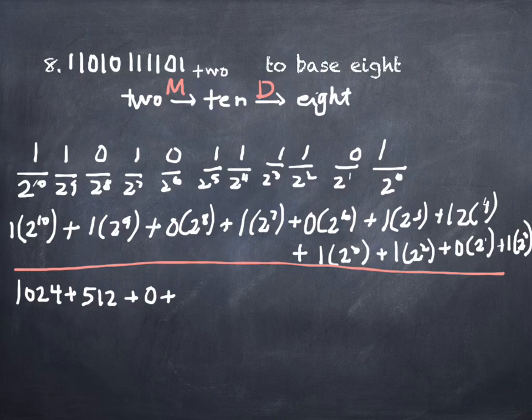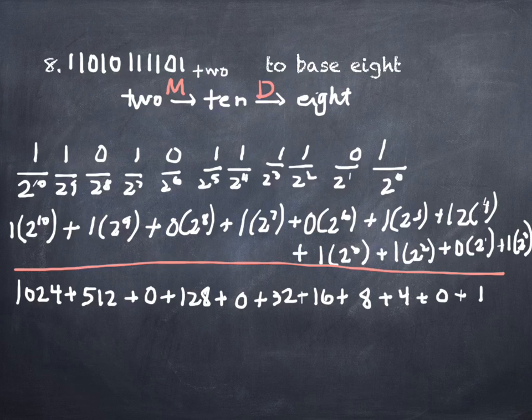We have 2 to the 7th, which is 128. And then I have 2 to the 6th times 0. 2 to the 5th is 32. 2 to the 4th is 16. 2 to the 3rd is 8. 2 to the 2nd is 4. And then I have 2 to the 1st, but it's times 0, so that's 0. And then I have 1 at the end times 2 to the 0, which is 1. So I'm going to add 1024 plus 512 plus 128 plus 32 plus 16 plus 8 plus 4 plus 1, and I get 1725.